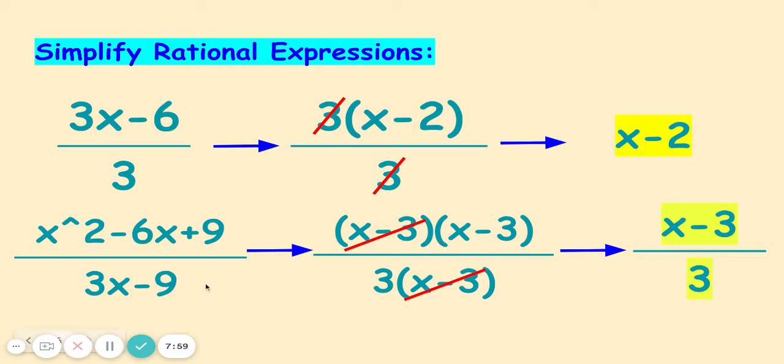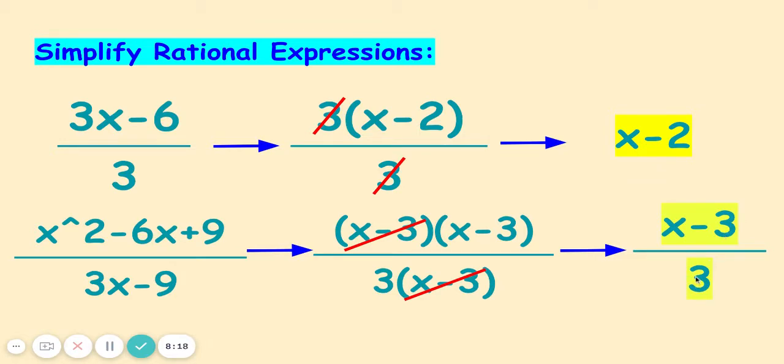So, sunod po, i-factor nyo po yung denominator. So, x minus 3 naman po yan. So, we have again a common factor here at the numerator and your denominator. You cancel it out. So, ito po, yan na po yung sagot. x minus 3 and 3. Ma'am, ba't parehong may 3?